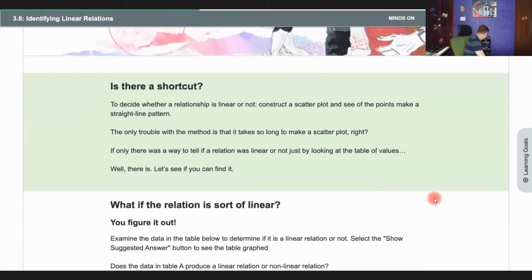Is there a shortcut to decide whether the relationship is linear or not? Construct a scatter plot and see if the points make a straight line. The only trouble with the method is that it takes too long to make a scatter plot. If only there was a way to tell if a relation was linear or not just by looking at the table of values. Well, there is. Let's see if you can find it.